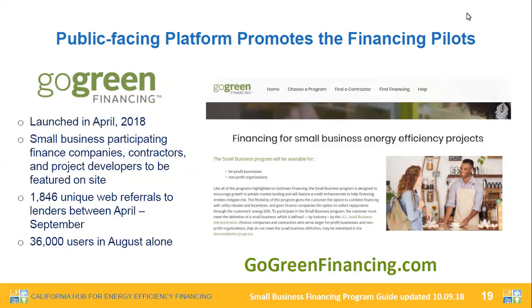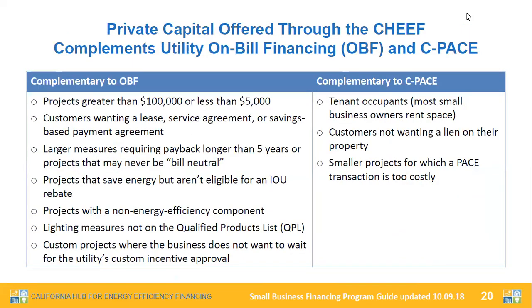All right, I'm going to skip a few more, but I do want to pause for a moment on one other piece of background, which is how the pilots relate to other existing financing like on-bill financing and commercial PACE. So most people are familiar that the utilities have a revolving loan fund that they run called on-bill financing, or OBF, where small businesses can borrow at 0% interest. And this is a great option for many small businesses.